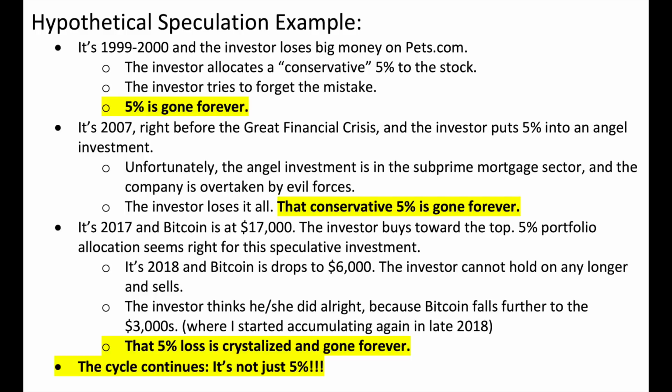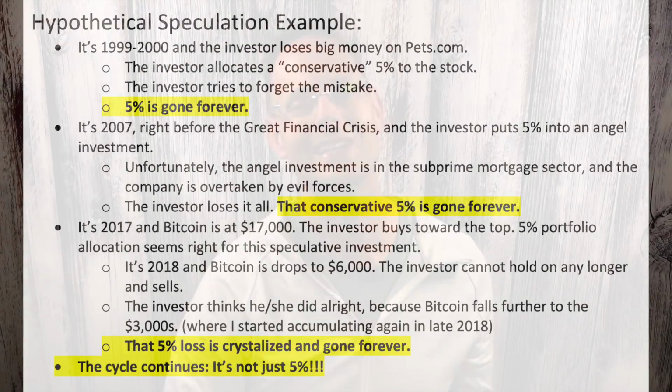Unfortunately, in 2018, Bitcoin tanks. The investor ends up selling at 6,000. And then Bitcoin falls even further, all the way down to the 3,000s. That's where I actually started buying the current position that I own in Bitcoin in late 2018. But at the time, this investor feels really good because unfortunately, he lost all of this money, but at least he didn't sell at the bottom. But we all know what has happened to Bitcoin when we fast forward to 2021.